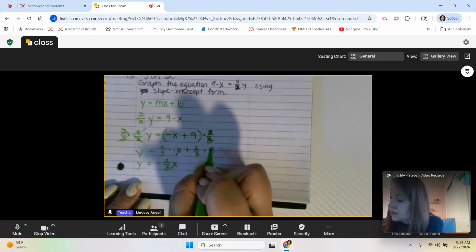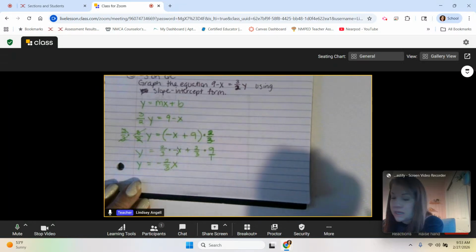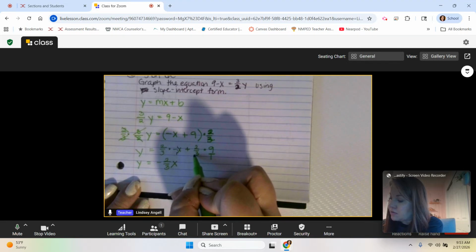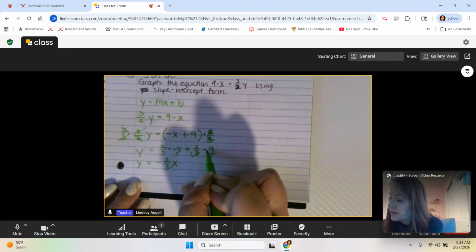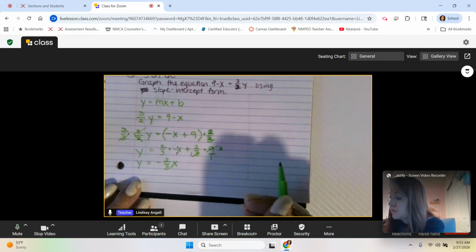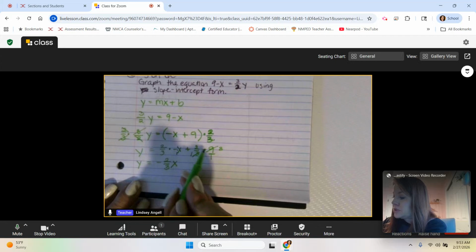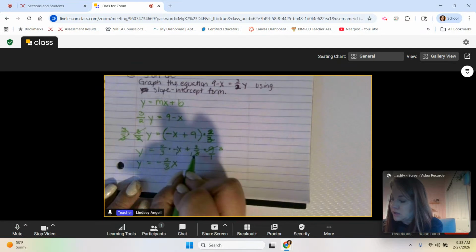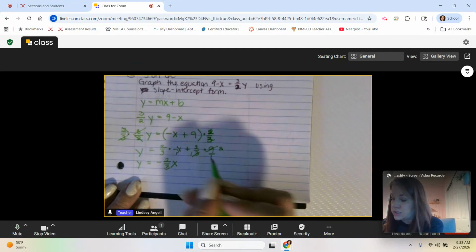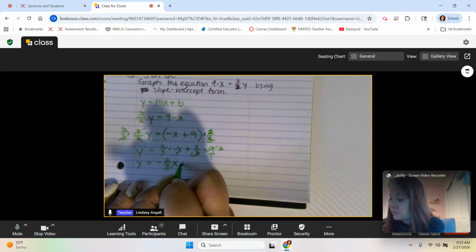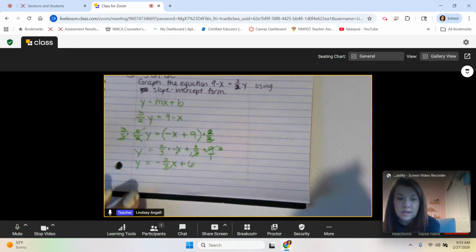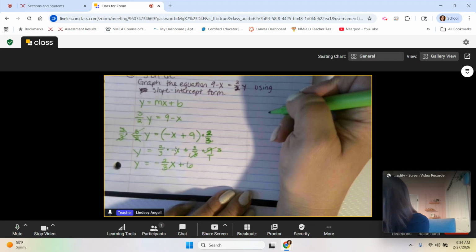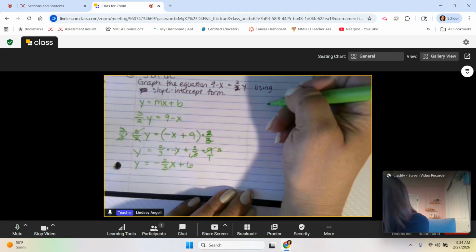And then over here, I can write the 9 as a 9 over 1. And then that helps me to see that 3 divided by 3 is 1, 9 divided by 3 is 3. So then I'm left with 2 times 3, which is 6, and then over 1, so that just reduces to 6, so plus 6. Now I'm in slope-intercept form, and I can go ahead and graph. Hopefully I left myself enough room.